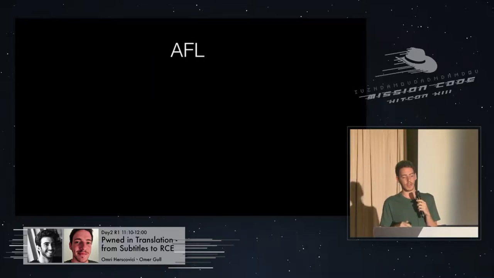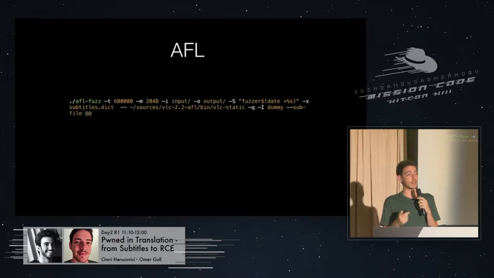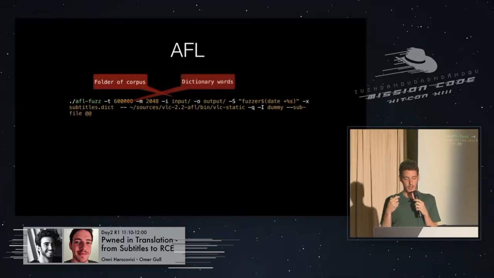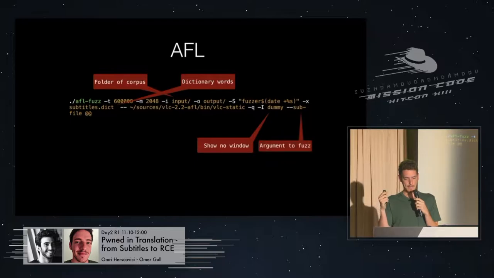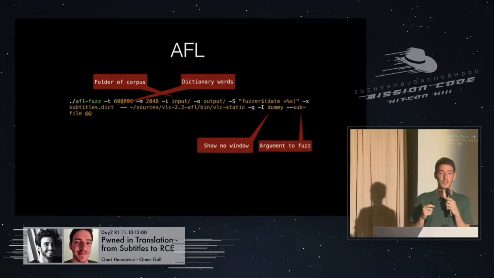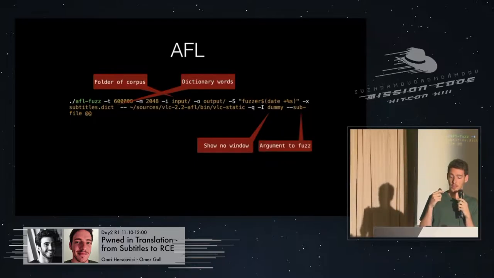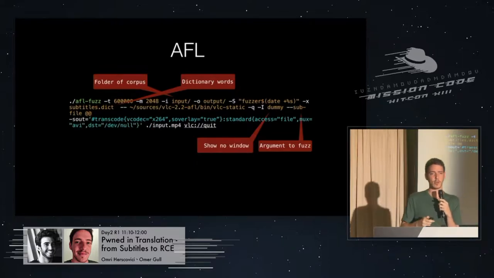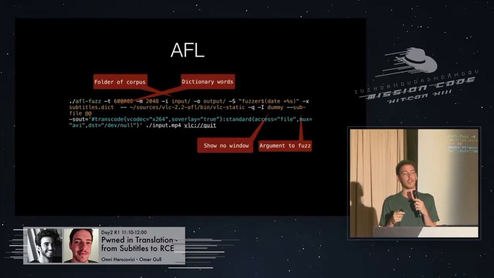We created a corpus and also created a dictionary. But our main obstacle was the fact that our fuzzing server had no GUI. So we overcame this challenge by using the transcode functionality. This option will make VLC convert a movie from one codec to another while attaching the subtitles but displaying nothing. So that was perfect for us.